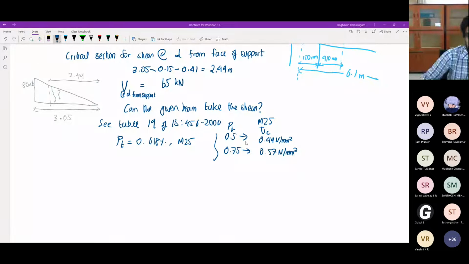Now this should be more than the actual shear stress which you get. So the shear stress which you actually have will be given by the shear force. It's 65 kilonewtons, so 65 into 10 power 3 divided by the effective area of concrete. Effective area of concrete is nothing but breadth of concrete, which is 300, into effective depth. Okay, not the full depth, effective depth. So that by 300 into 410. How much do you get for this?